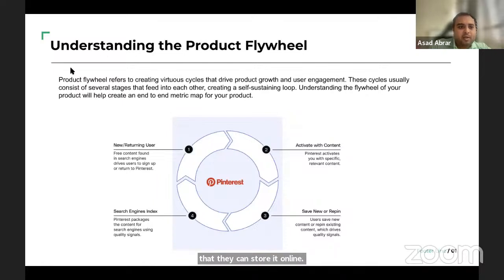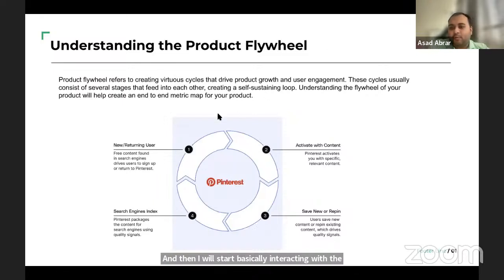Now, if you look at Pinterest, what exactly is the product flywheel here? There are typically a lot of images already on Pinterest. I will go and search for an image. Say I want home decor items. I am a new user, I don't know about Pinterest. On a Google SEO search, I will see a lot of images from Pinterest. Then I'll go to the Pinterest site, and I will start interacting with the relevant content.